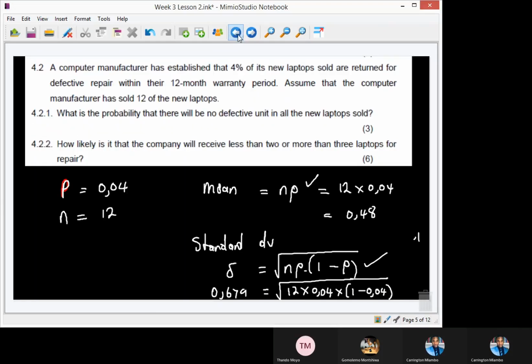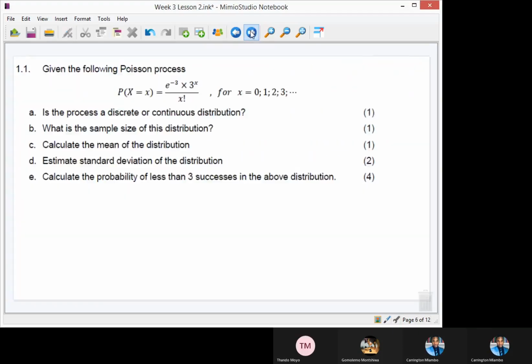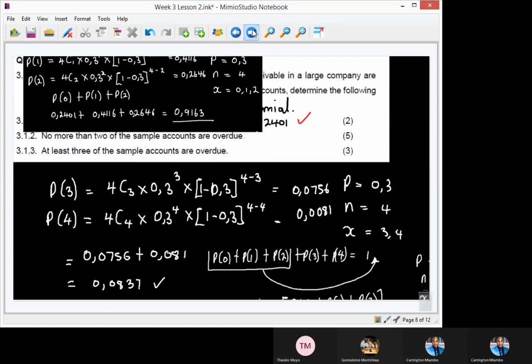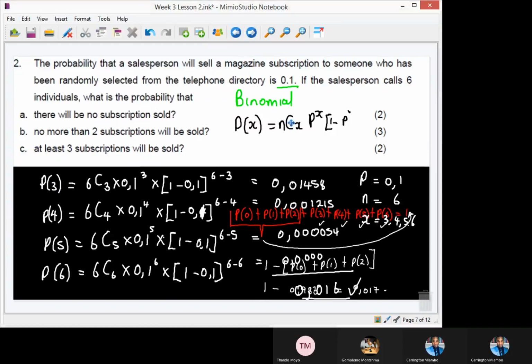Let's look for another question. Then we calculate mean and standard deviation. The formulas you can see, you'll be given. You don't need to worry about anything. You have these two formulas, and you have to use these two, mean and standard deviation. Okay. Which one? We did this one. Okay. Right. Let's look at this.